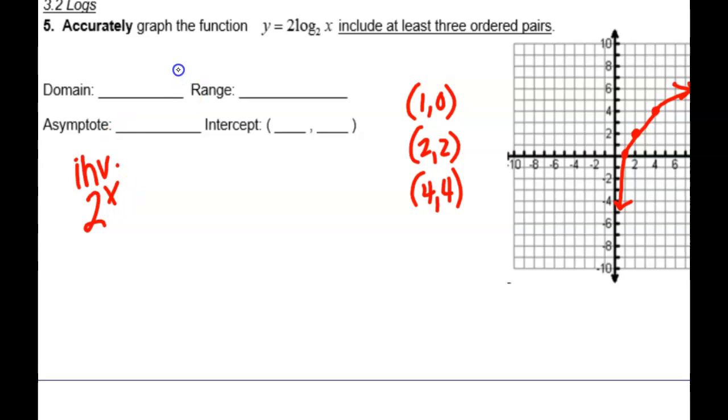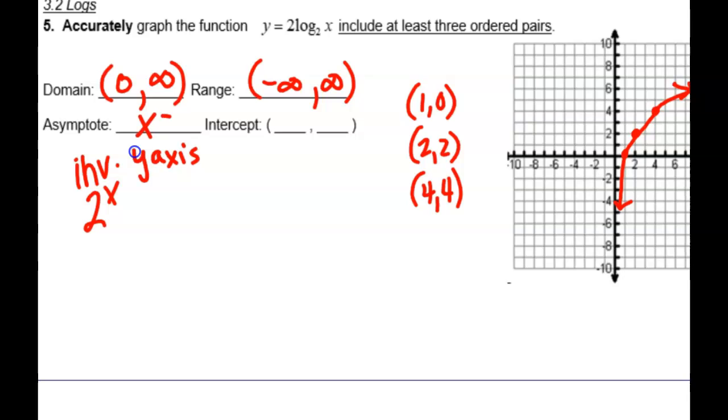So domain, anybody? Remember, these are inverses of exponential growth. So the domain and range should flip-flop from up above. If we're going left to right, it's 0. Bottom to top is all real numbers. The asymptote is a vertical y-axis, which is x equals 0. And the intercept is 1, 0. Everybody okay? Be able to get that right? Is it making sense?